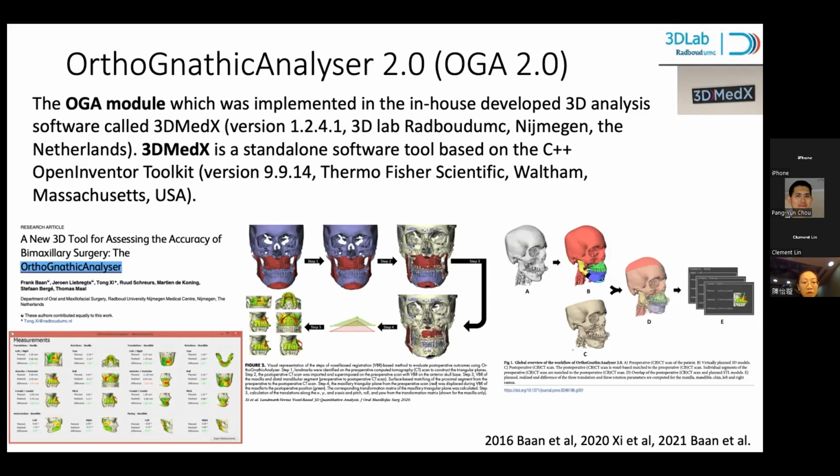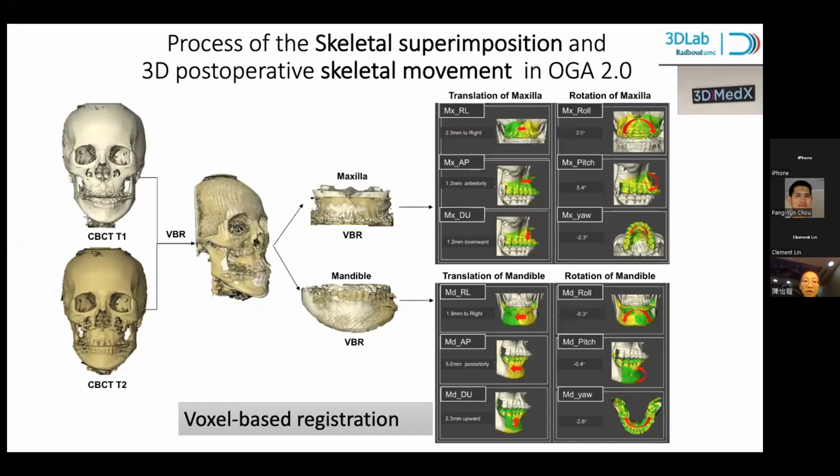So the results will show in figures and in directions and numbers. This is what we do for the skeletal movement. First, we will do the superimposition with the voxel-based registration. Then after voxel-based registration, the superimposition will measure the skeletal, maxillary, and mandibular movement. So we got the translation and rotation of the maxilla and mandible in 6 degrees.